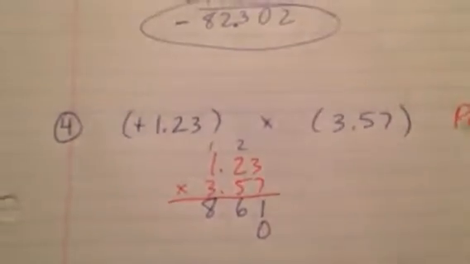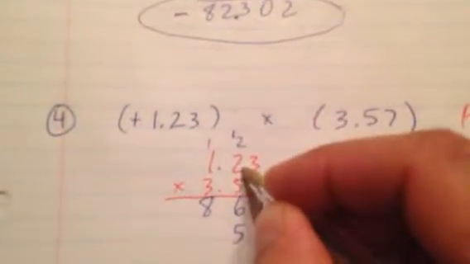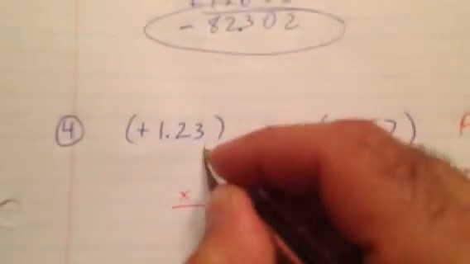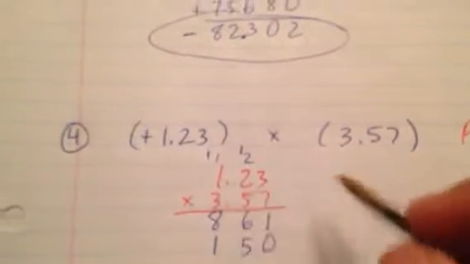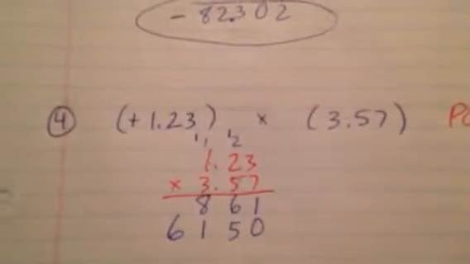Put a 0 here. Now we're going to go 5 times 3, 5 times 2, 5 times 1. 5 times 3 is 15, carry a 1. 5 times 2 is 10, add a 1, 11, carry a 1. 5 times 1 is 5, add a 1 is 6. So the second row is done.